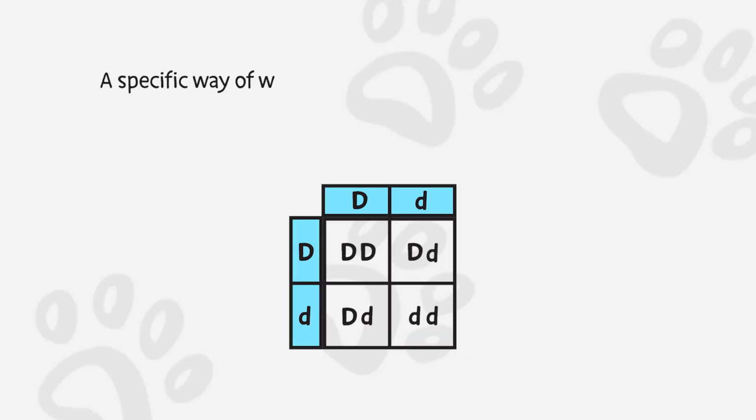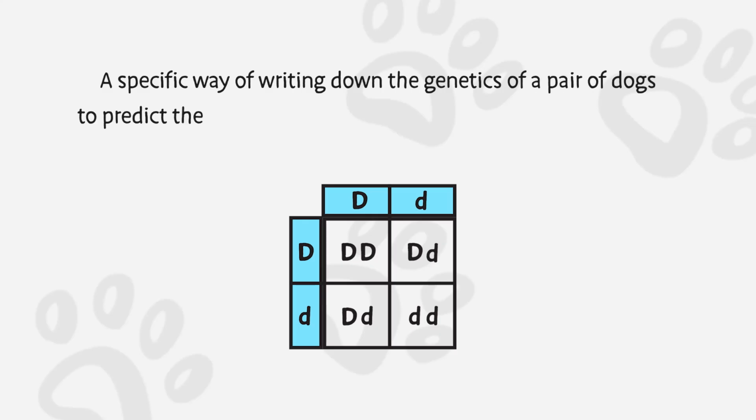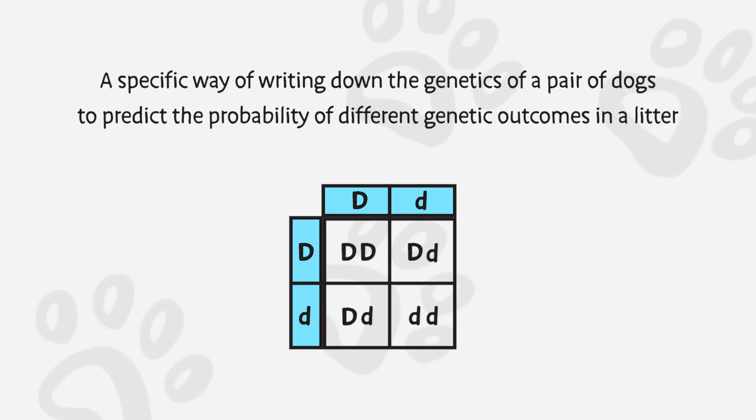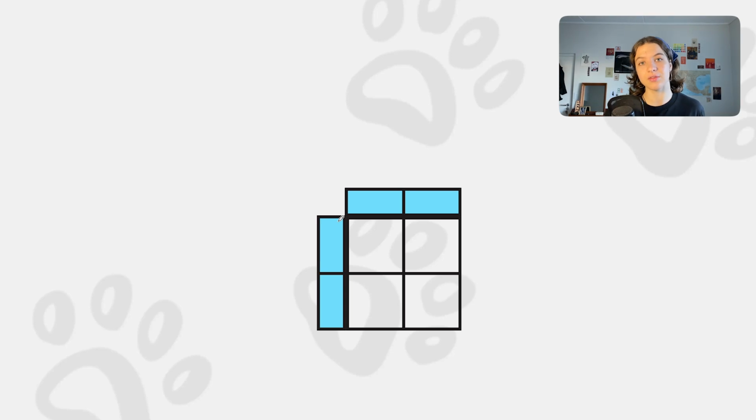Simply put, a Punnett Square is a specific way of writing down the genetics of a pair of dogs. And we use this to predict the probability of specific genetic outcomes in a litter. A lot of the time, this is used to predict coat colors and patterns. I'm going to give you an example here using genes at the B locus.